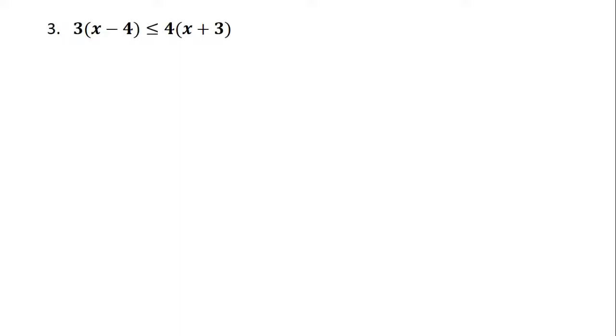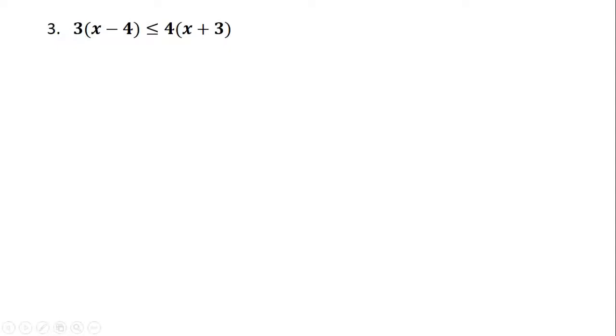We are still on the topic linear inequalities. In the previous video, we saw how to solve type 3 of linear inequalities. In this video, we are going to take two more examples on type 3 of linear inequalities. So let's pick the first example. We have 3 into bracket x minus 4 is less than or equal to 4 into bracket x plus 3.